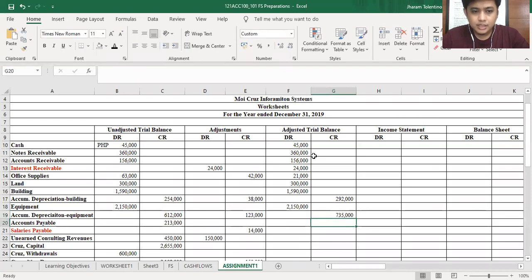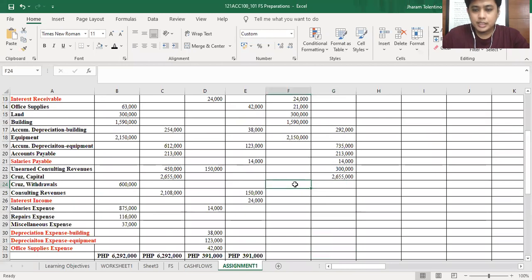Okay. Next, accounts payable, just copy. Walang nangyari. We have a new account of credit, 14,000. Next, consulting revenue, we have unearned consulting revenue. We have credit of 450 and then a debit of 150. So deduct yan. So mas malaki yung credit side. So the balance is 300,000 credit. Next, capital 2,655,000. Just copy. Next, withdrawal 600,000. Just copy. Wala namang adjustments.